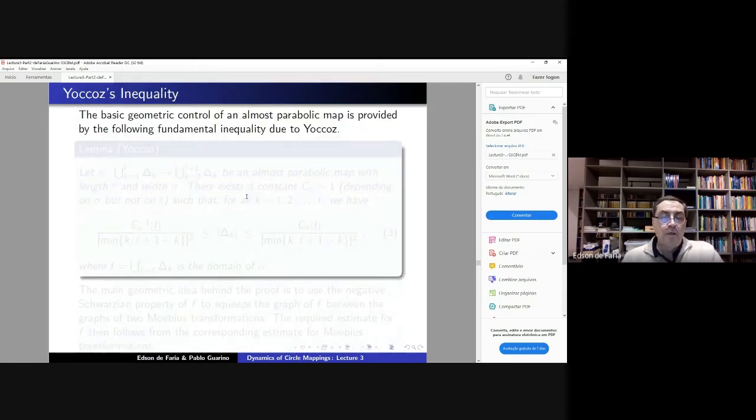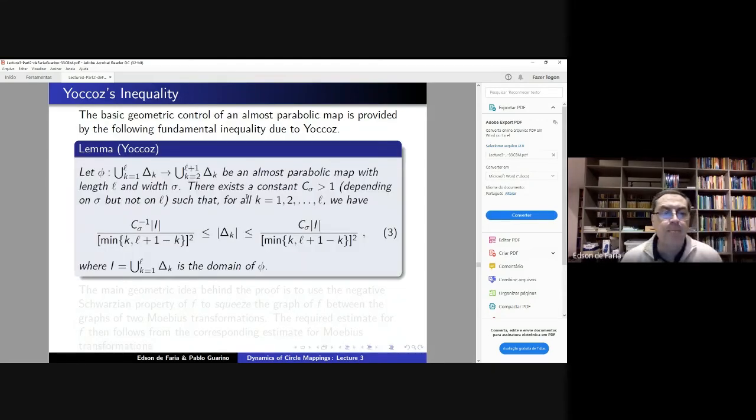All right, so given this definition, there's this fundamental inequality due to Yoccoz that states the following: if you have an almost parabolic map of a given length L and a given width sigma, then you can find a constant that depends only on the width. It doesn't depend on L, okay? With the following property: if you look at the intervals delta sub k, so you start here, delta sub 1 on the right, say, and you come to delta sub 2, delta sub 3, and so on, delta sub k. When you get to the kth interval, the kth interval has length comparable to essentially 1 over k squared.